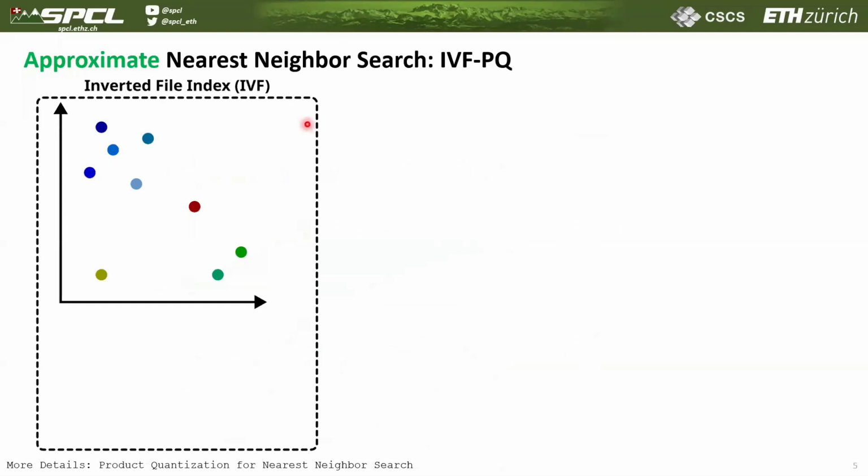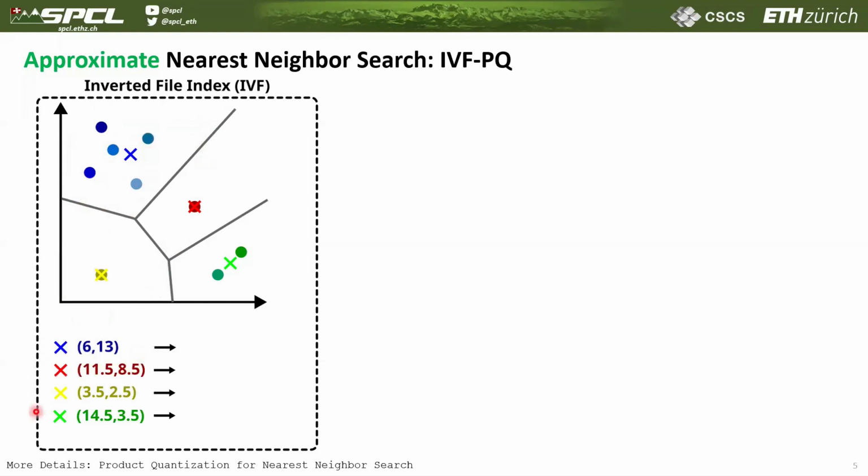To create such an inverted file index, we take our data points and we run a clustering algorithm. This algorithm now divides these points into different clusters, and it gives us the so-called cluster centroids. These are denoted by the crosses in this figure. We now create this inverted file index, which consists of keys, which are these cluster centroids, and values, which are lists of points in a given cluster. So we have the blue centroid that is mapped to a list of all the blue points, and so on.